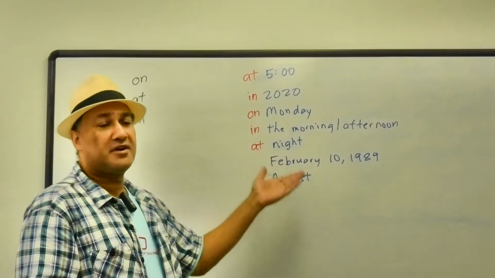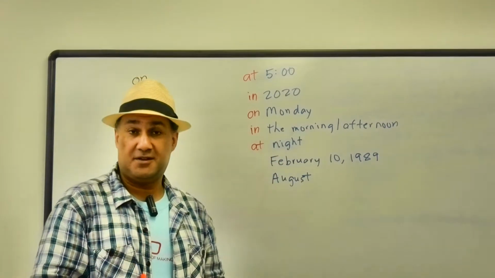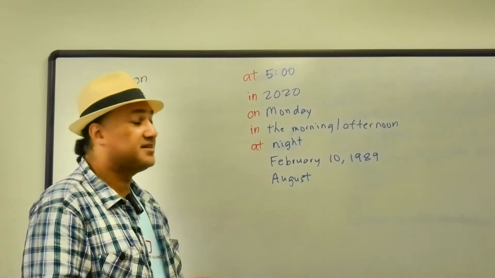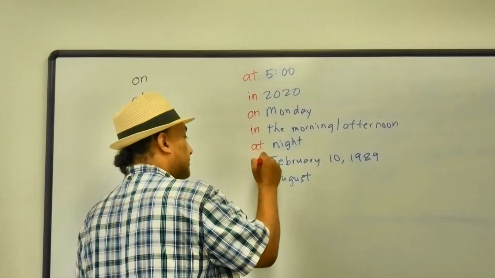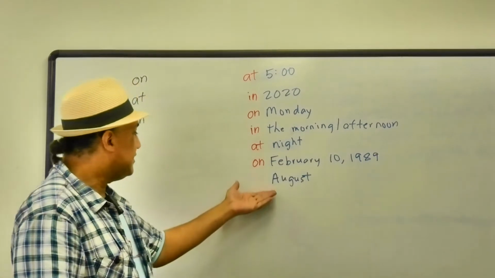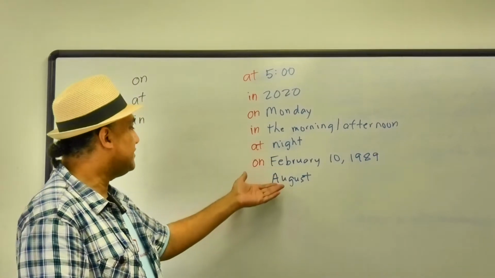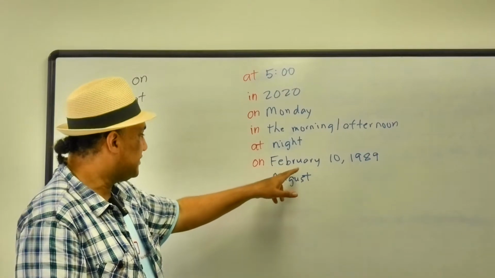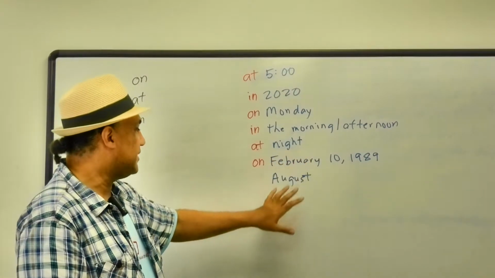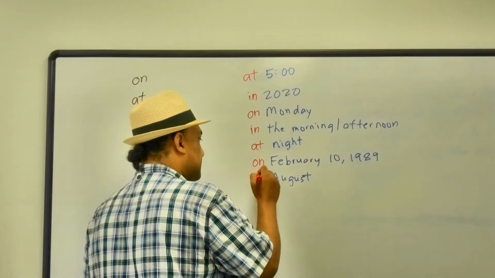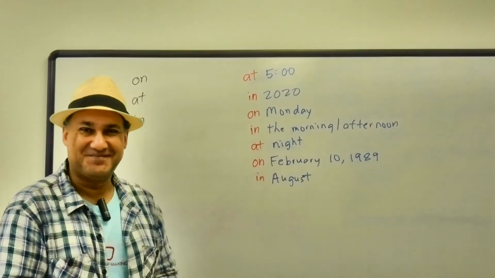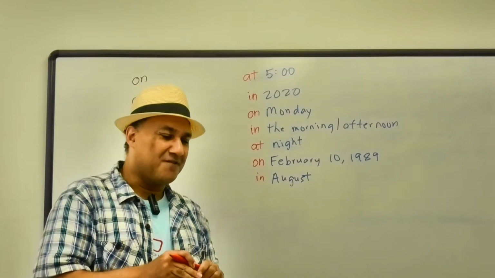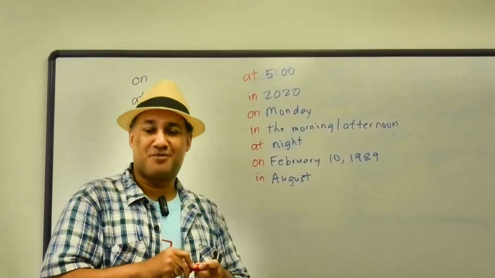Okay, when we're talking about a specific date, in this case, February 10th, 1989, we use on. And for August, for a month, just like this one here, because we have February in it, that's a month, we use, no we don't. We don't use on, we use in. Sorry.